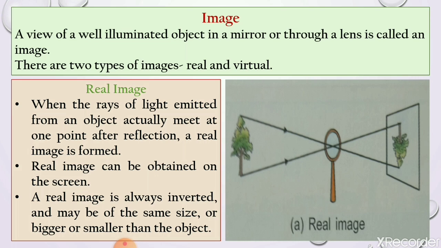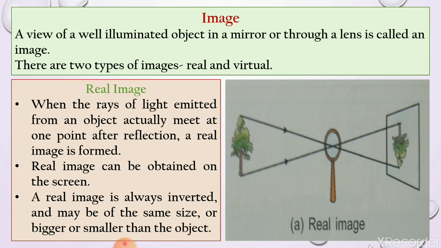Okay, so the nature of the image depends upon the nature of the mirror, means the reflecting surface, and also upon the distance of the object from the mirror. So on this basis, the images are of two types. First one is real image and second one is virtual image. So students, our first type of image is real image. So what is real image?